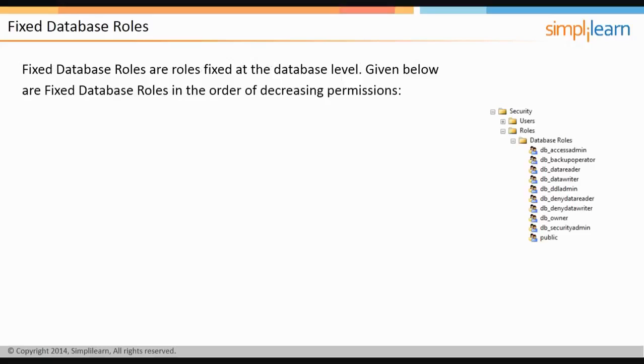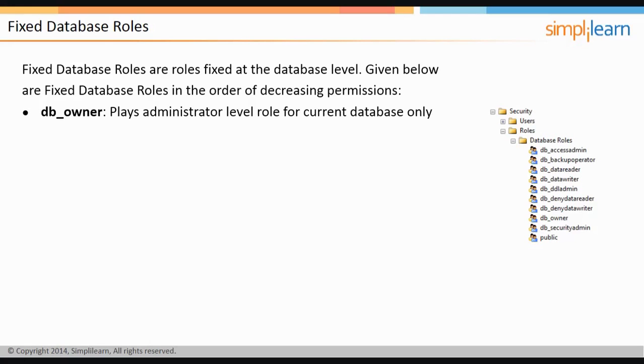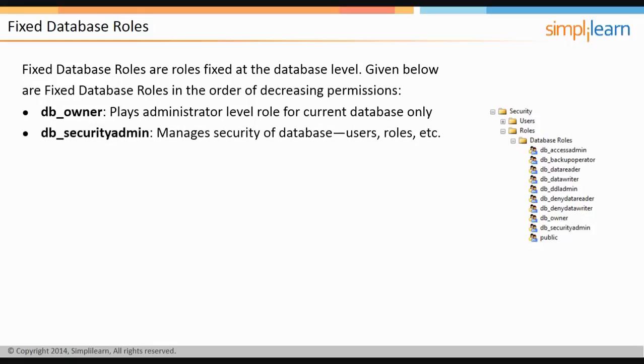As with fixed server roles, there are roles fixed at the database level called fixed database roles. There are many such ones already defined, and we'll take a look at each one here. The first one is a role called DB Owner. This is like the system administrator for the database, and members of this group have full access to everything in the database. The next role is called the DB Security Admin. As the name suggests, it can manage the security of the database, including managing logins, roles, and memberships.